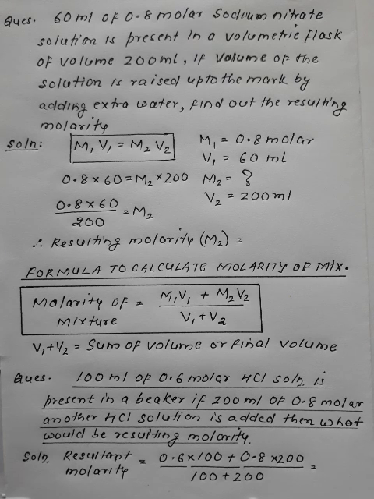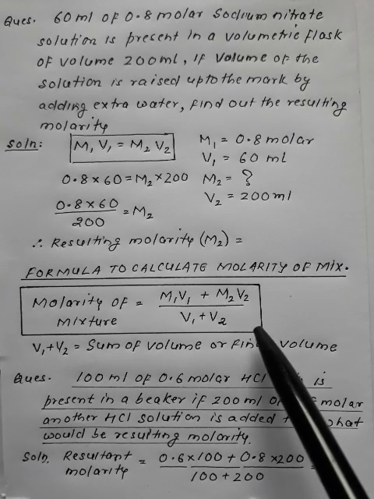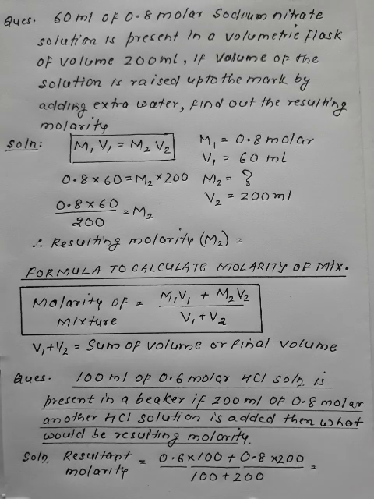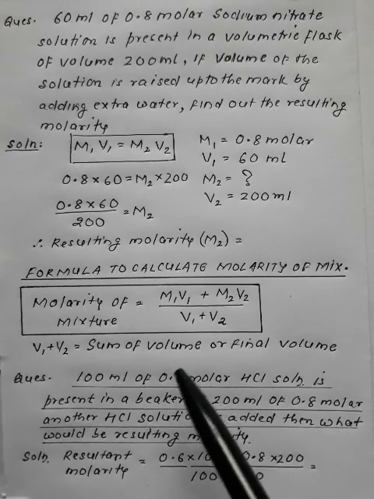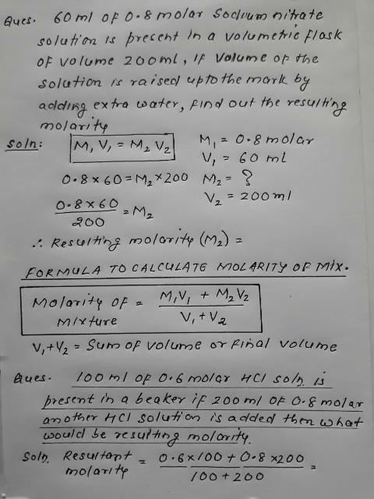Next, it could be the resultant molarity using the formula M1 V1 is equal to M2 V2. That is the third case. The final case is the calculation of the molarity of the mixture using the formula M1 V1 plus M2 V2 upon V1 plus V2.